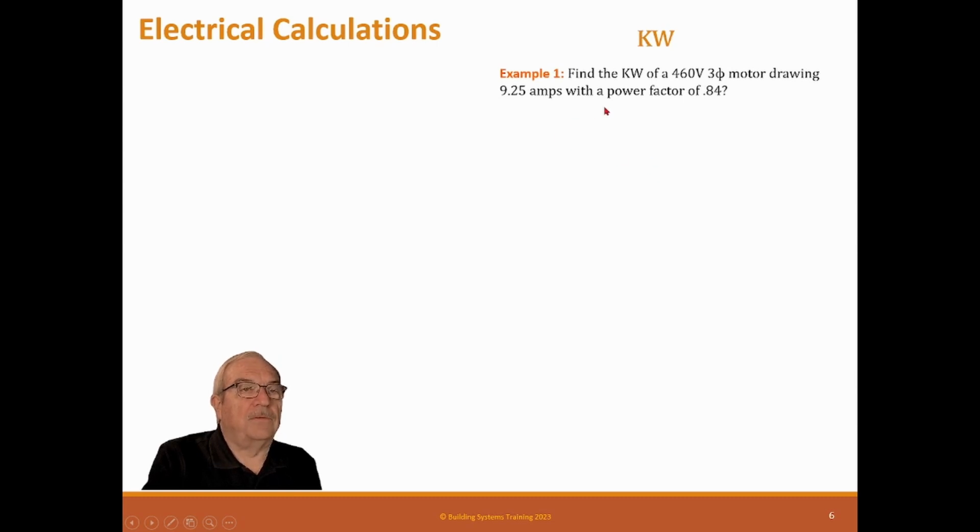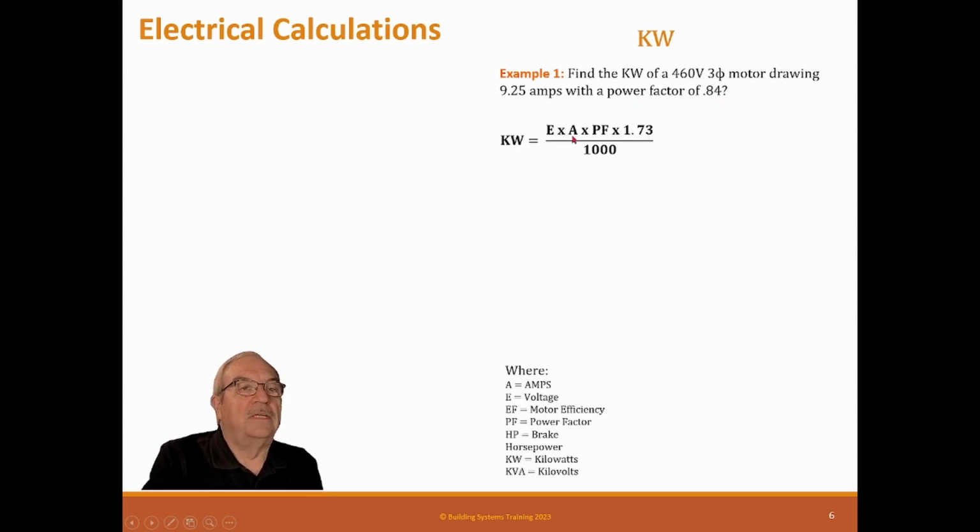Let's do an example. Find the kW of a 460 volt three-phase motor drawing 9.25 amps with a power factor of 0.84. So kW is E times A times power factor times 1.73 over 1,000. So it's 460 times 9.25 times 0.84 times 1.73 over 1,000. That's 6.18.